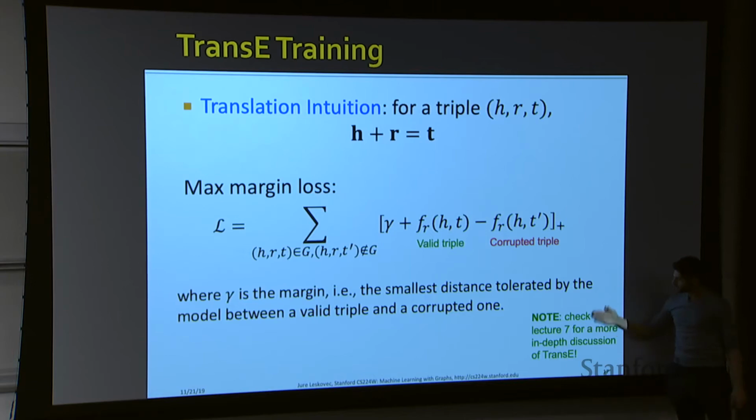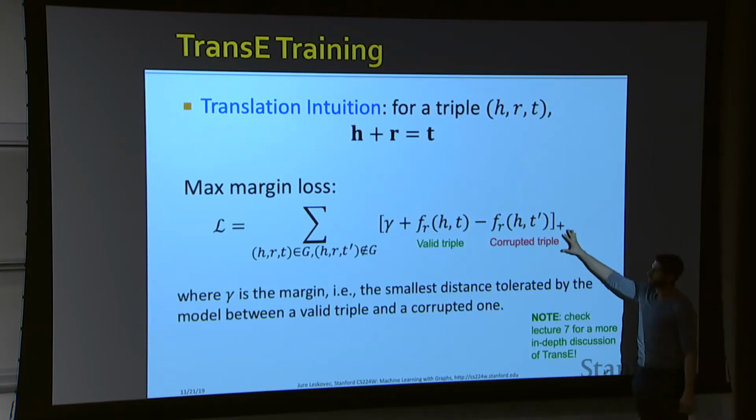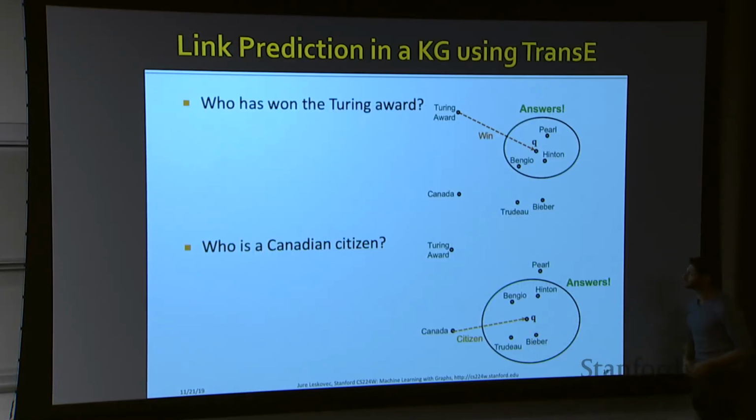For more details, go back to lecture 7, as I was mentioning before, and you will also have the pseudocode for TransE and so forth. But let's keep in mind how this loss function looks, because we're going to be reusing it until the end of the lecture.